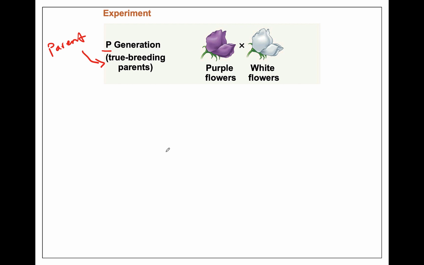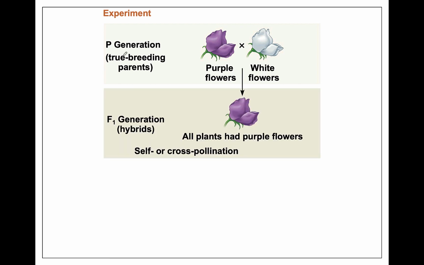So what happened when he did this was he found that the next generation, this is called F1 for filial 1, meaning this is the first generation after the parents. These were all purple. So for some reason, the purple completely covered up the white, and there were no white flowers in the second generation. We know now that these individuals were hybrids. At the time, Mendel didn't know that. We know that they have one allele for purple and one allele for white, and that the purple was dominant, and so it covered up the white allele.